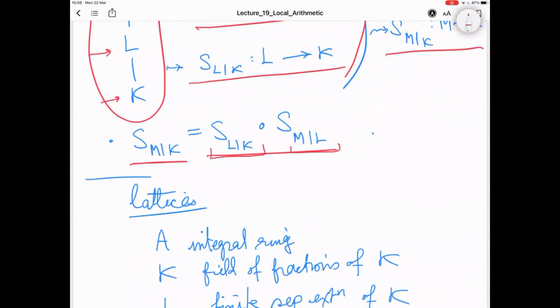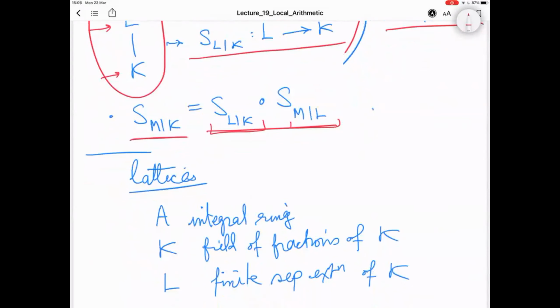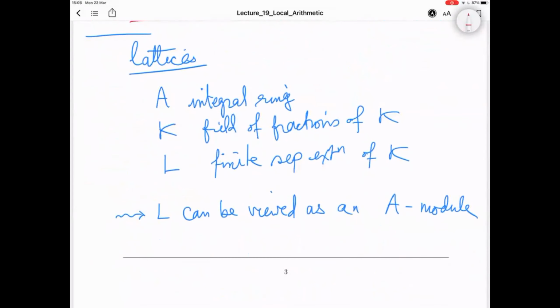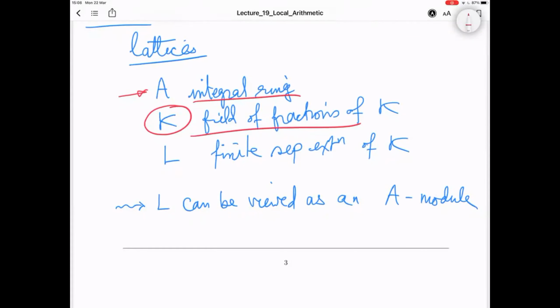Okay, so this is a generality. It has nothing to do with P fields. It's a part of field theory, right? Now, to the mix, till now K was just an arbitrary field. Now I'm actually introducing a ring of which K is the field of fractions. So A is an integral ring and K is its field of fractions, and L is a finite separable extension as before.